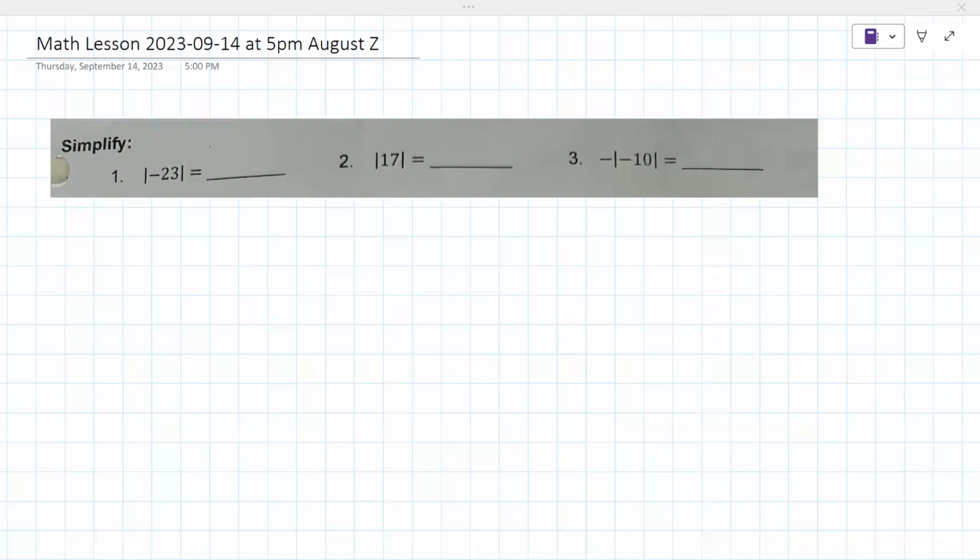Front of you. Let's have you look at the first three problems and let me know your answer when you're all done here with these. Number one is 23, number two is 17, number three is 10. Negative 10, sorry.